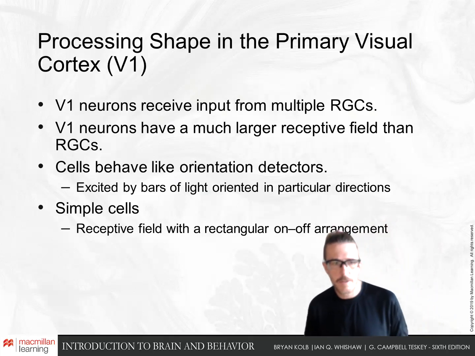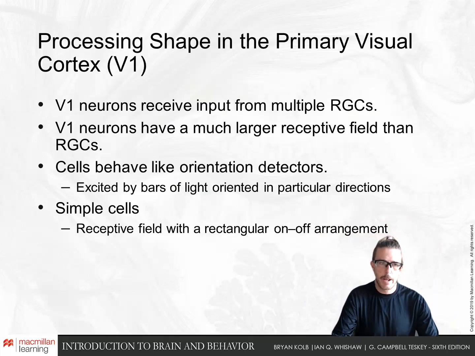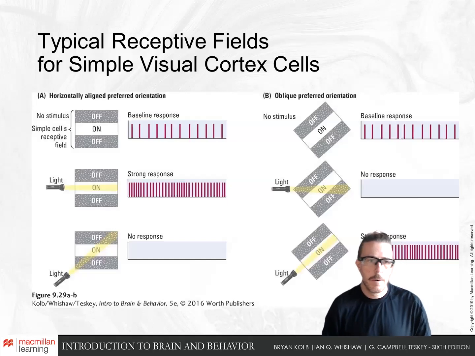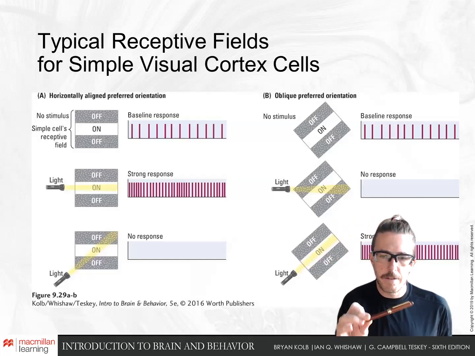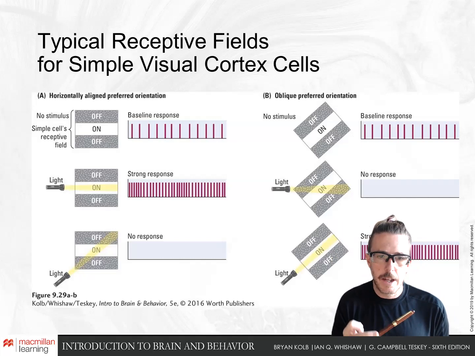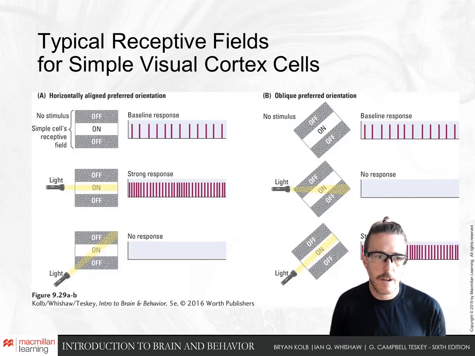And first we'll talk about simple cells, and then we'll talk about complex cells. They're both in V1 and they have slightly different receptive field properties. Simple cells have rectangular receptive fields with an on middle and an off surround. So they love things like this with light surrounded by darkness. And they'll also respond more at particular orientations.